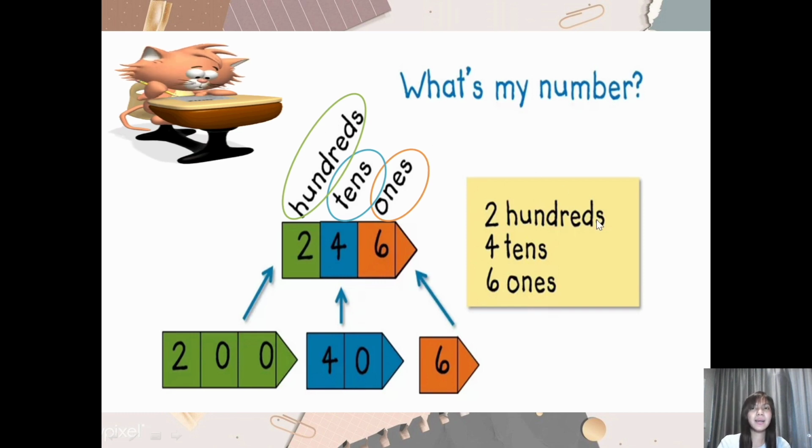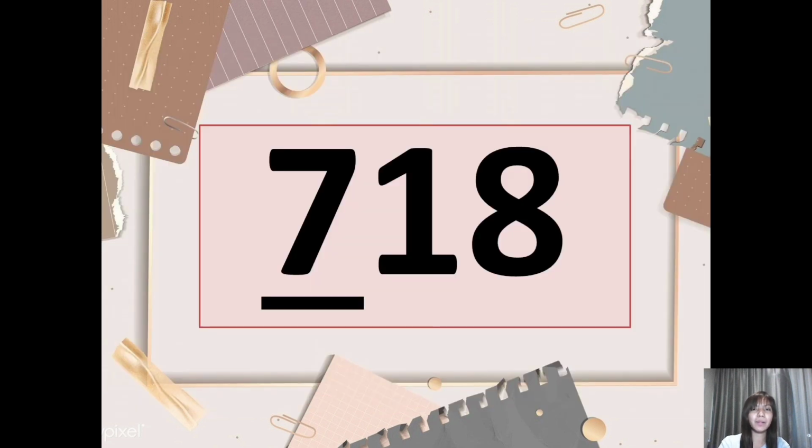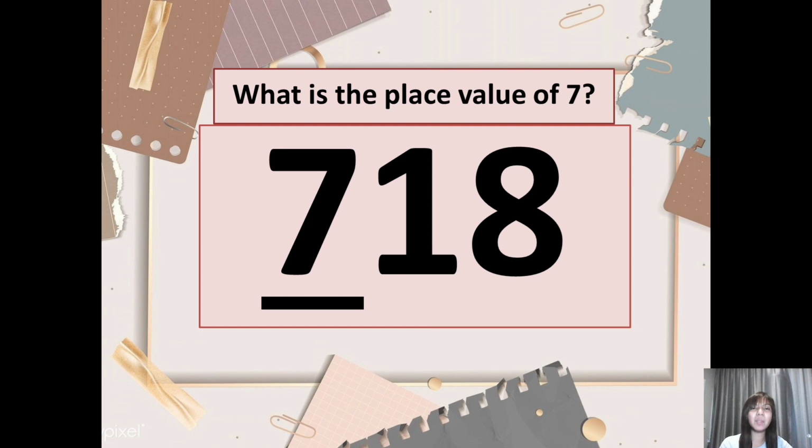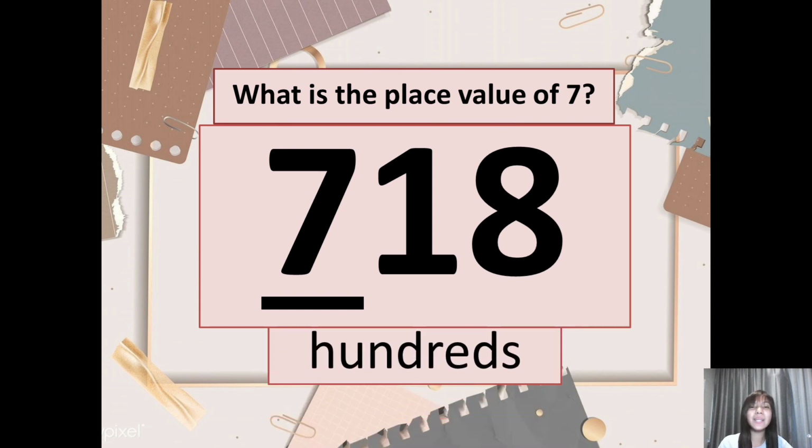Okay, let's have more examples for you to get this topic. Alright. So here, you see 718, right? What is the place value of 7? Is it ones, tens, or hundreds? Okay, the answer is hundreds. What is the place value of 7? The place value of 7 is hundreds.